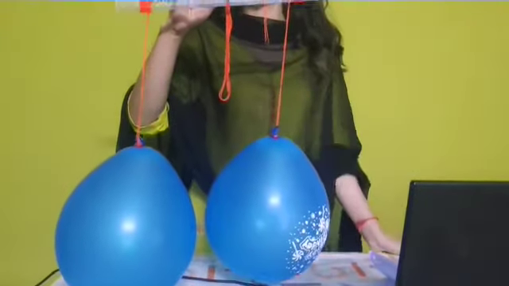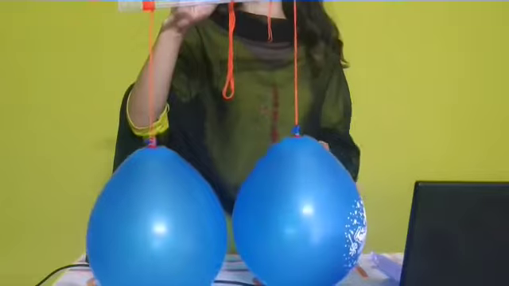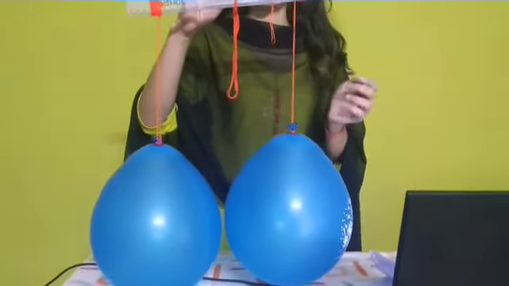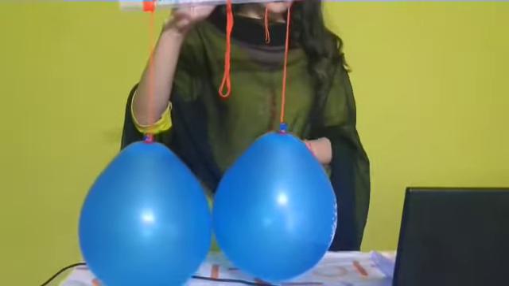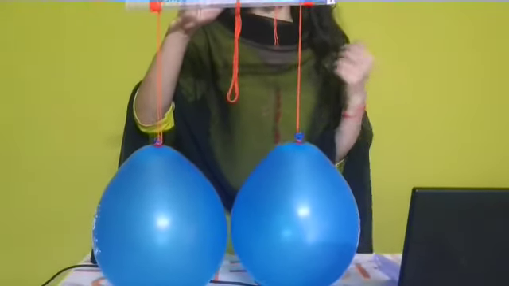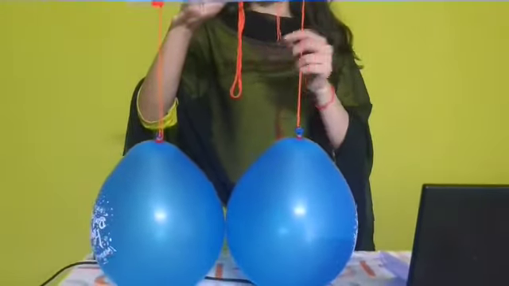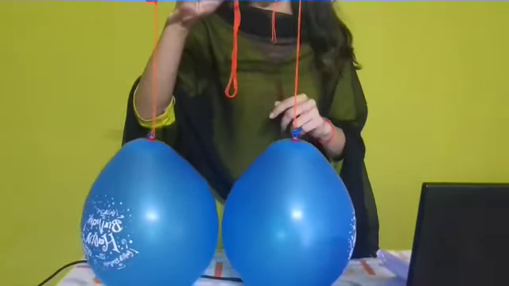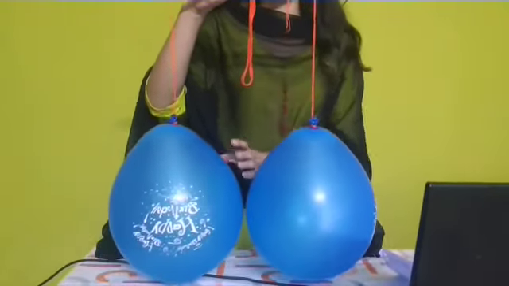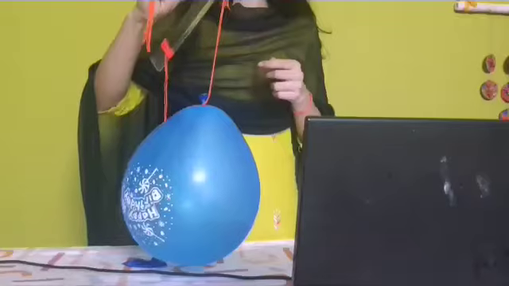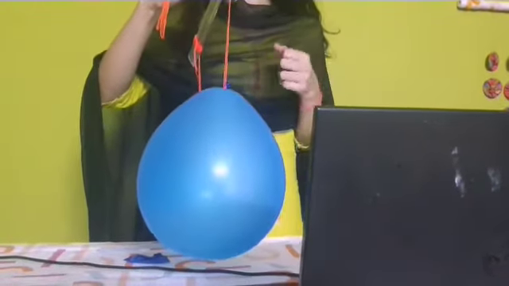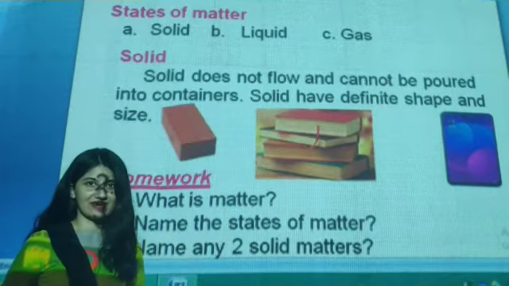Now I am going to show you an experiment which proves that air has weight. Here we have two balloons and both of the balloons are inflated with air equally. I have tied each of the balloons at each side of the scale. Now I am going to prick one of the balloons. As you can see, the stick is tilted towards the inflated balloon. This shows that the inflated balloon is heavier than the deflated one. Hence, it proves that air has weight. I hope that you have understood the experiment, isn't it?